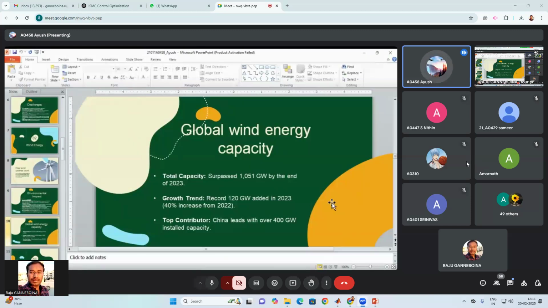The total capacity which might be produced is 1051 gigawatts by the end of 2023. The growth trends: this involves a record of 120 gigawatts added in 2023, which is an increase of 40% from 2022. The top contributors in wind energy are China, which leads with over 400 gigawatts installed capacity.